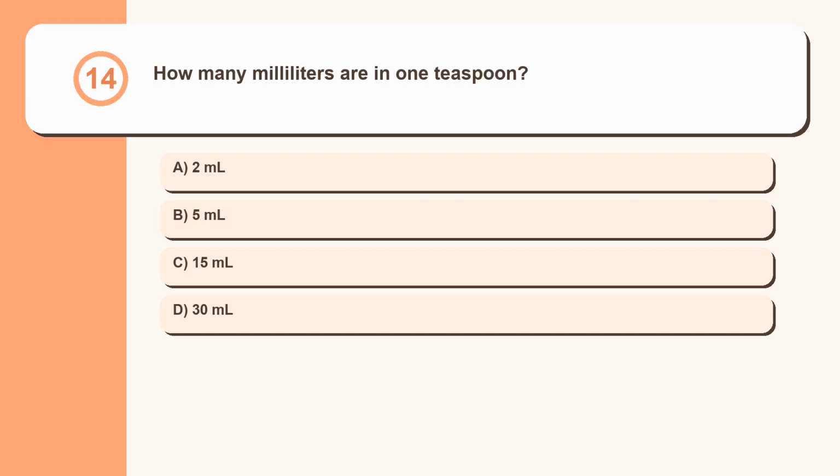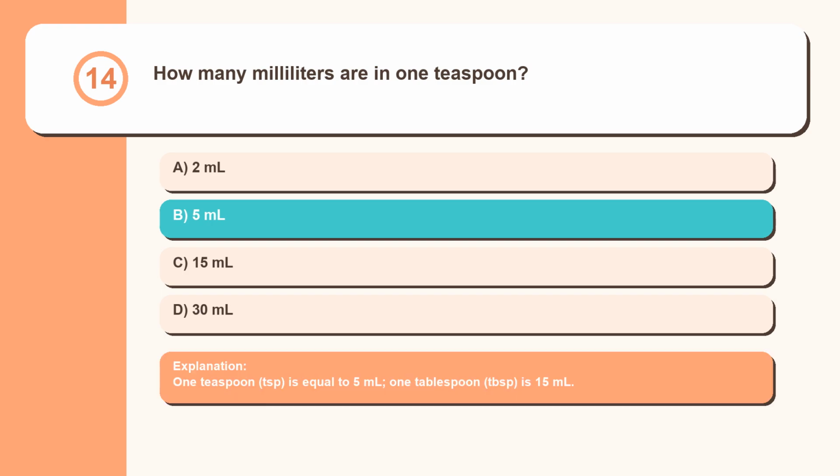Question 14. How many milliliters are in 1 teaspoon? 2 ml, 5 ml, 15 ml, 30 ml. 1 teaspoon, tsp, is equal to 5 ml. 1 tablespoon is 15 ml.